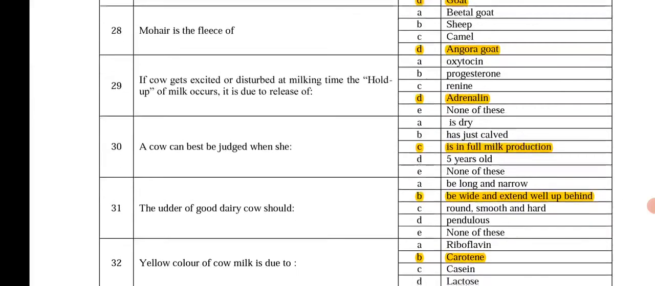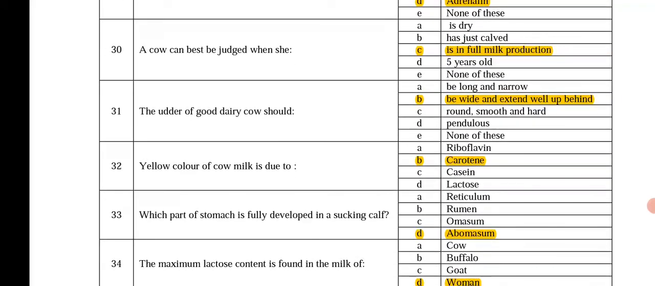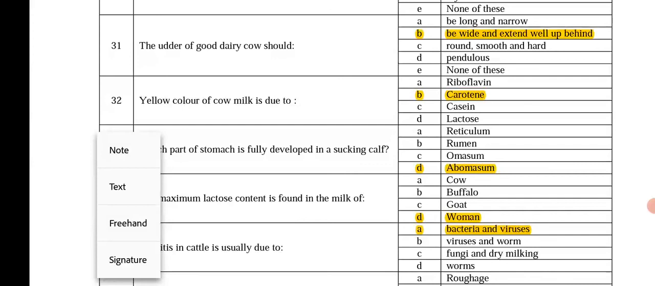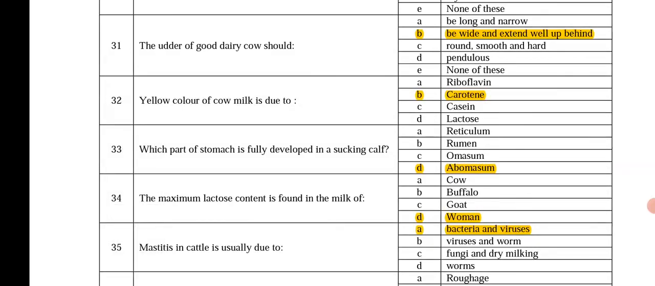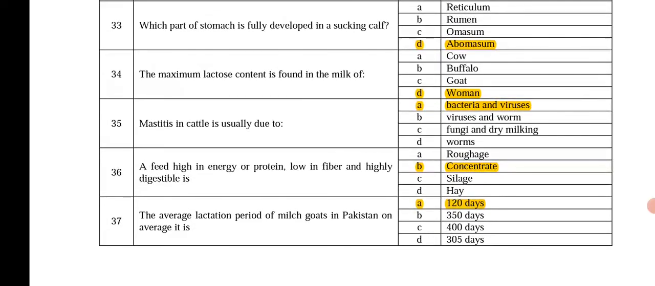The udder of a good dairy cow should be wide and extend well up behind. Yellow color of milk is due to carotene. Which part of the stomach is fully developed in a suckling calf? Abomasum. The maximum lactose content is found in the milk of women.